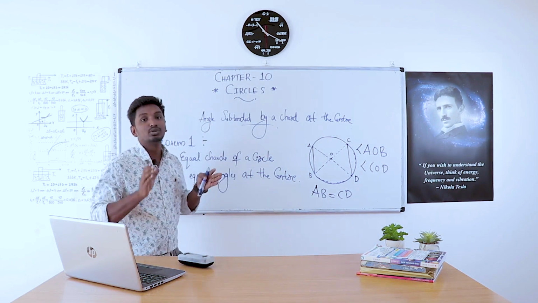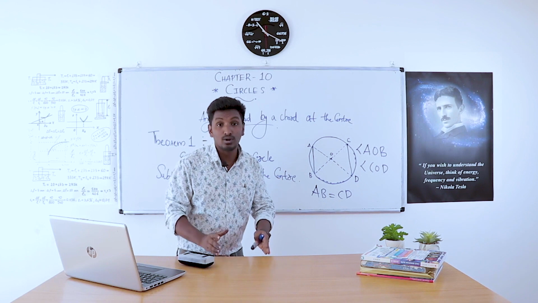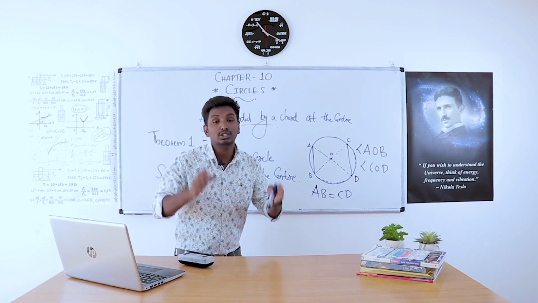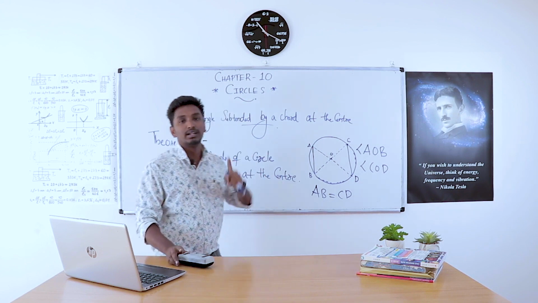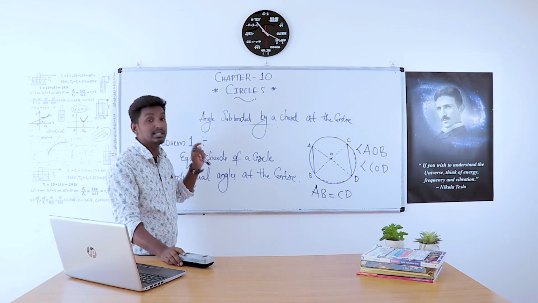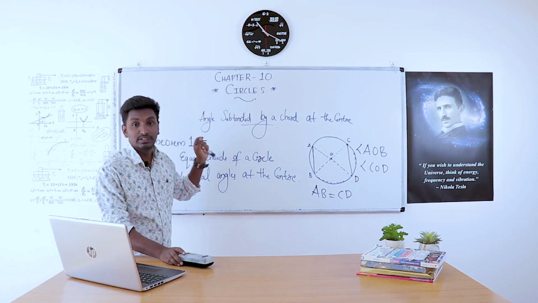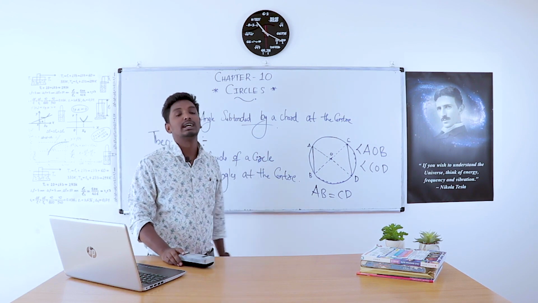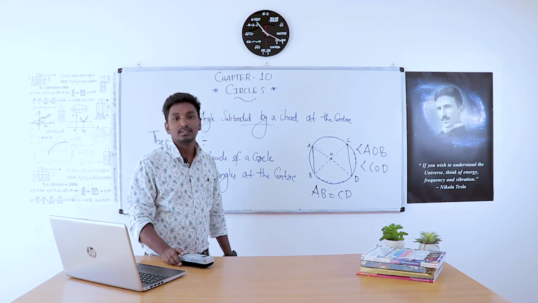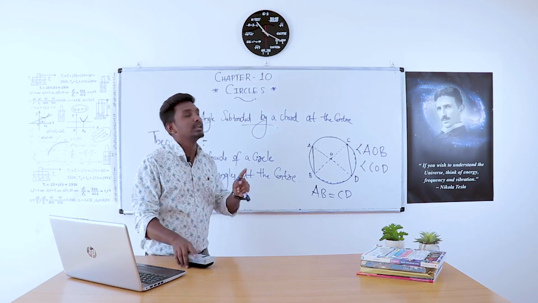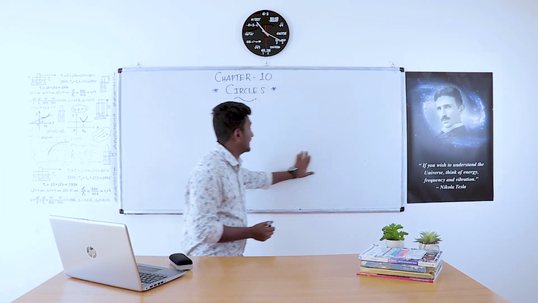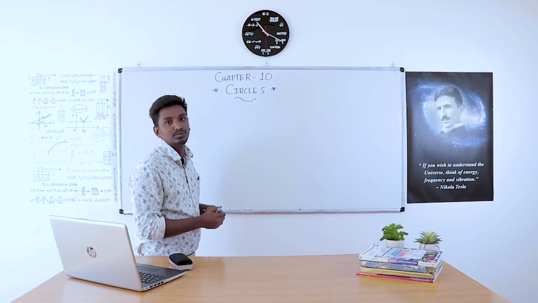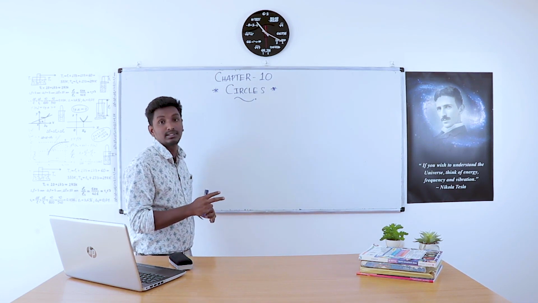If we are given two equal chords, then these chords surely make equal angles at the center. That is theorem number 1. Just note the theorem. Theorem number 1: equal chords of a circle subtend equal angles at the center. So the first theorem is completed, and next is theorem number 2, the second theorem in this chapter.